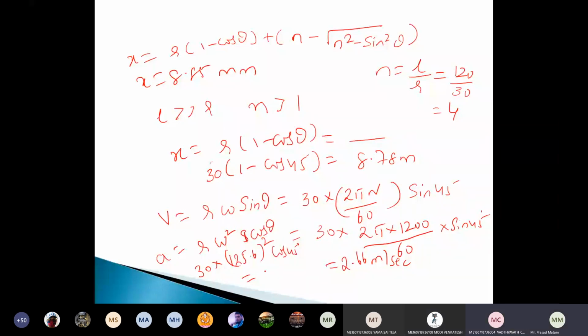So the acceleration value is around this. So in dynamic force analysis, we find the displacement made by the piston, the x value, the velocity of the piston, and the acceleration of the piston. Okay, please mute yourself.